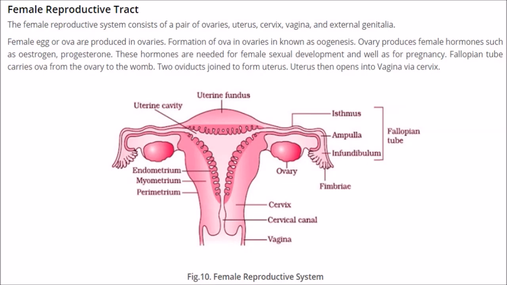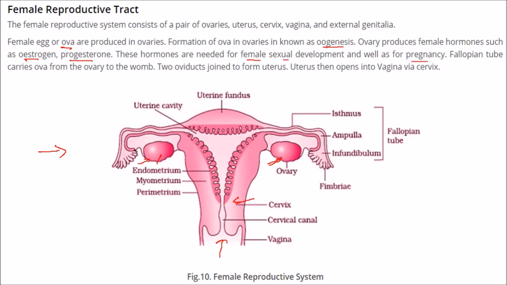Female reproductive tract. This is the female reproductive tract. It contains two ovaries. If you see, these are ovaries 1 and 2, a pair of ovaries, and the uterus. This is a uterus. Then we have the cervix and vagina and external genitalia, which covers the inner part. So the female egg, or you can call it ova, is produced in the ovary. The formation of ova in the ovary is known as oogenesis. So the ovary produces female hormones like estrogen and progesterone. These hormones are also needed for female sexual development and for pregnancy as well.